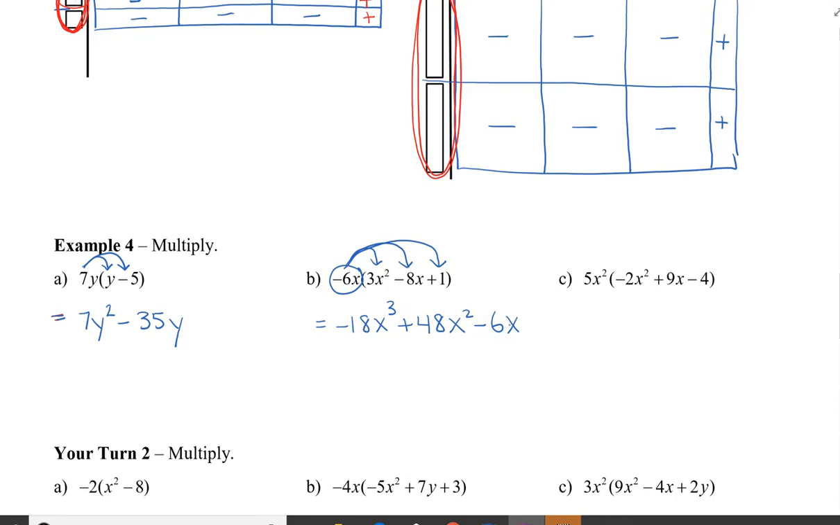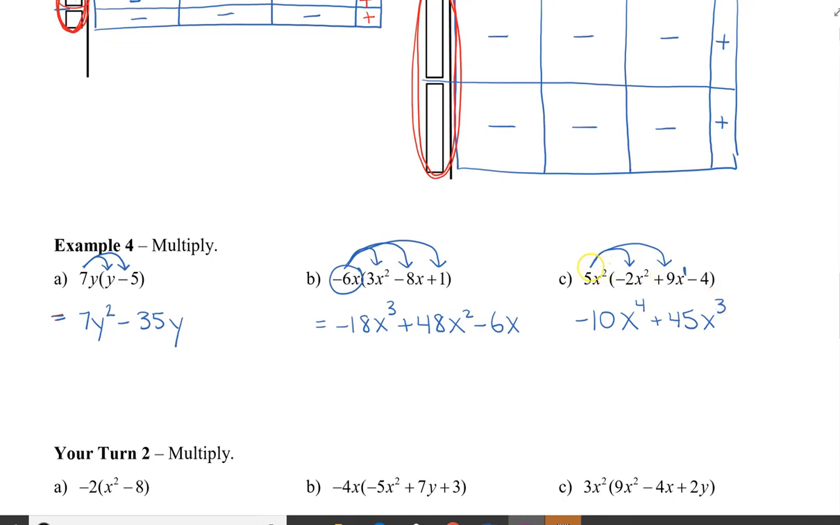All right, let's take a look at one more. So 5x squared, distribute it with the first term, so times negative 2x squared. 5 times negative 2 is negative 10. And then we have x squared times x squared, so that's x to the 4. We add our exponents, 2 plus 2. And then we have 5x squared times positive 9x, so that's going to be plus 45x. And we have x squared times x to the 1. So 2 plus 1, our exponent is going to be 3.